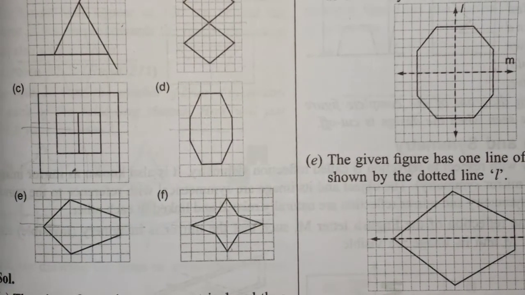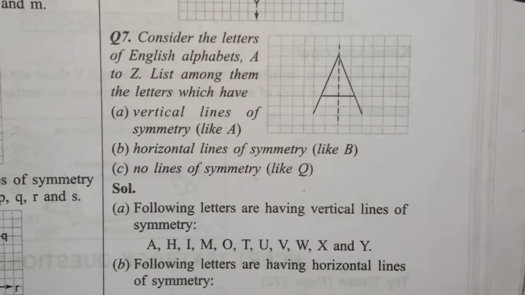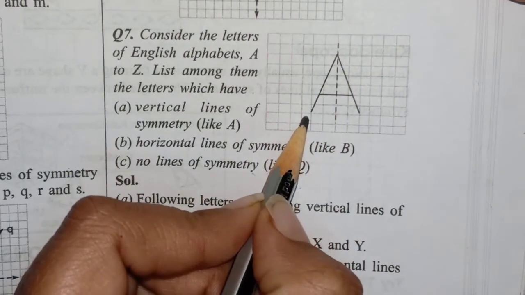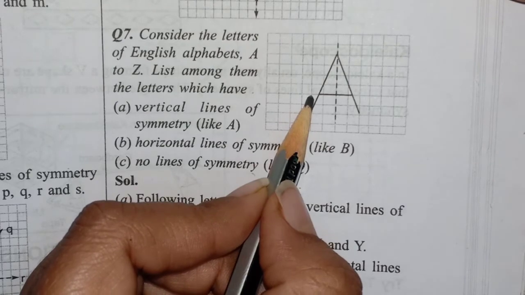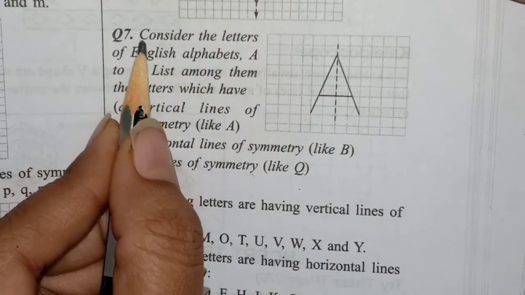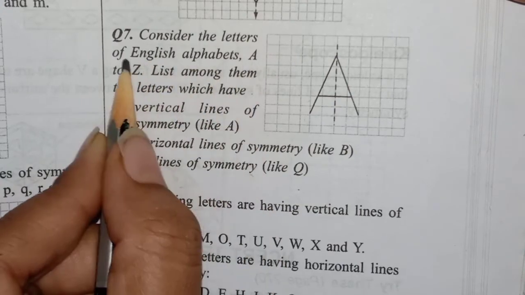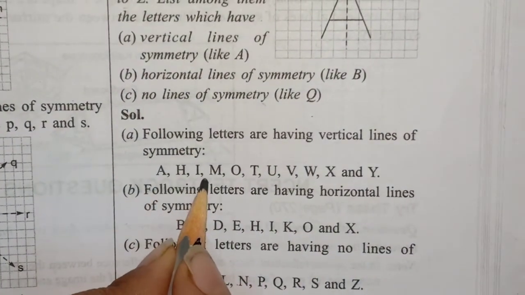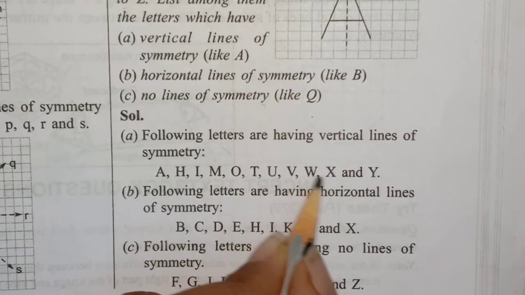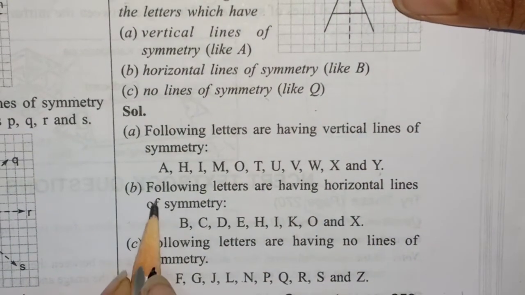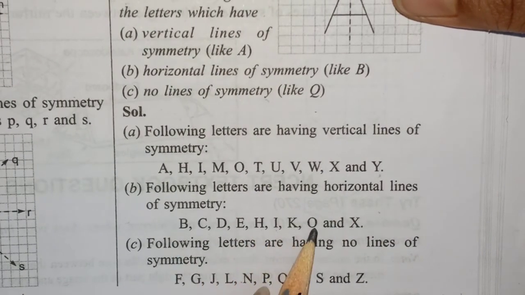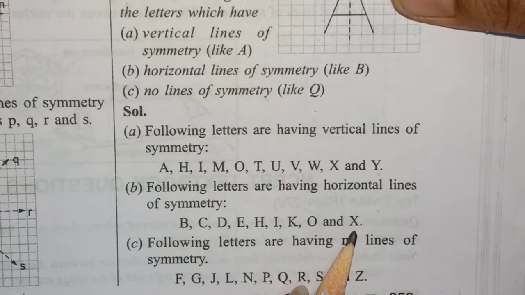So let's start our question number 7. You have studied letters with symmetry, non-symmetry, horizontal and vertical symmetry in your previous standard, so let's revise once more. Consider the letters of the English alphabet A to Z; list those which have a vertical line of symmetry. See that A, H, I, M, O, T, U, V, W, X and Y have a vertical line of symmetry. The following letters have a horizontal line: B, C, D, E, H, I, K, O and X.